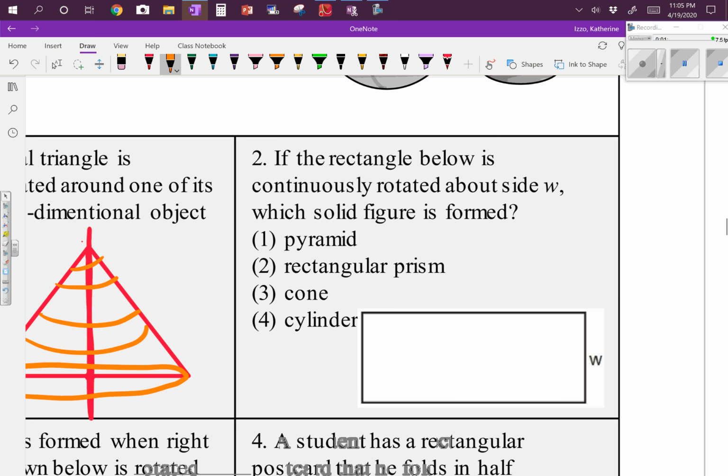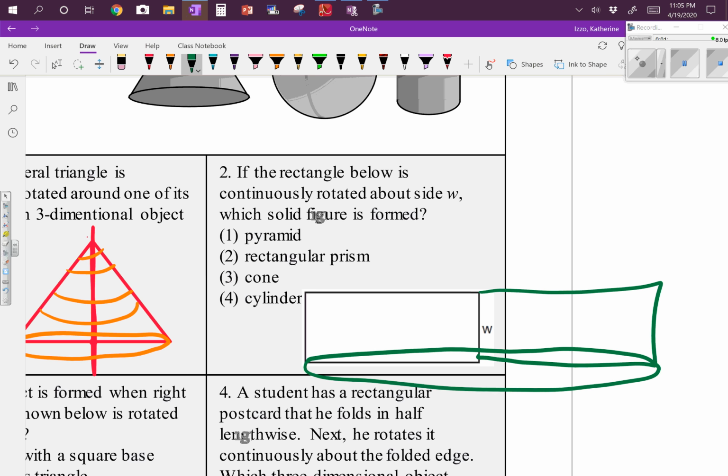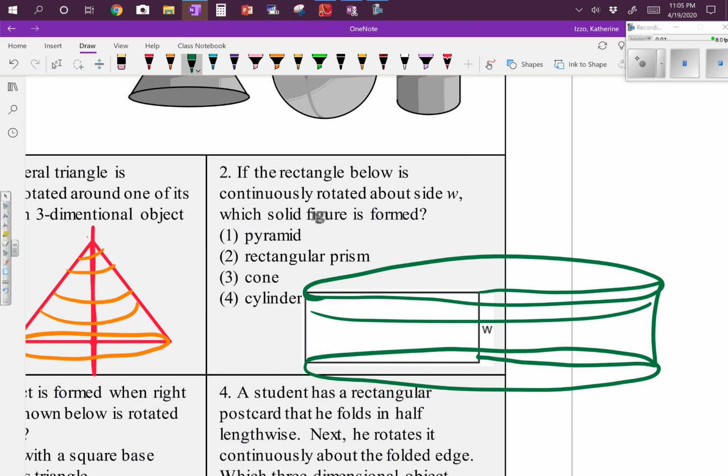This one, a rectangle below, is constantly rotated around W. So we need to draw in what happens when W gets reflected, and then draw it spinning around. So we spin that all the way around, and we should be getting a nice cylinder. Notice we basically have a rectangle plus a circle. Rectangle plus circle equals cylinder.